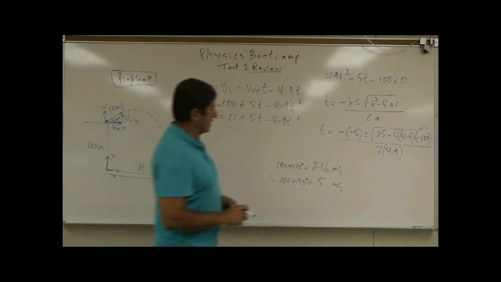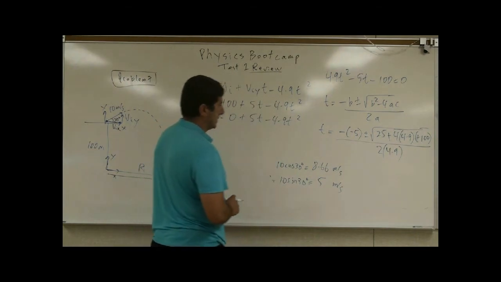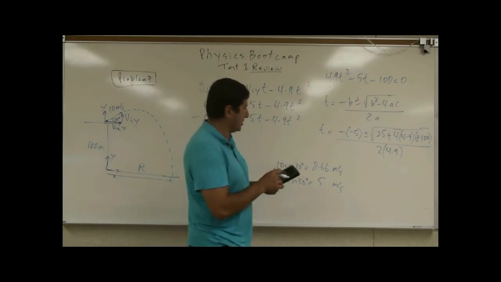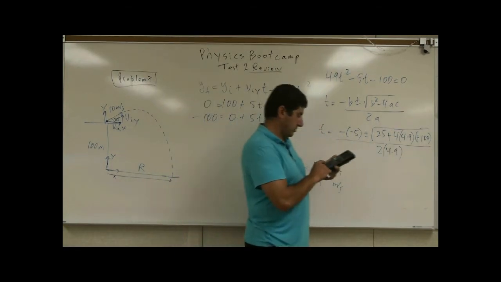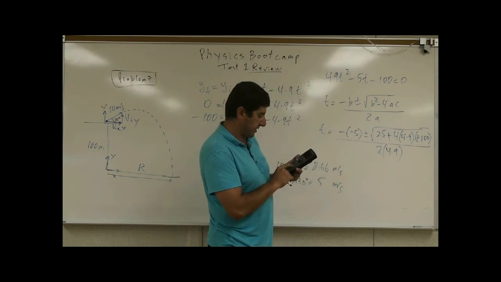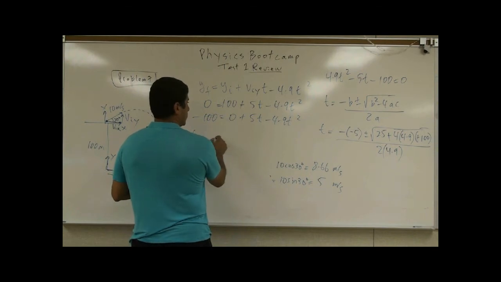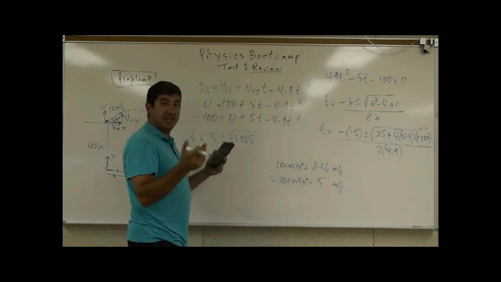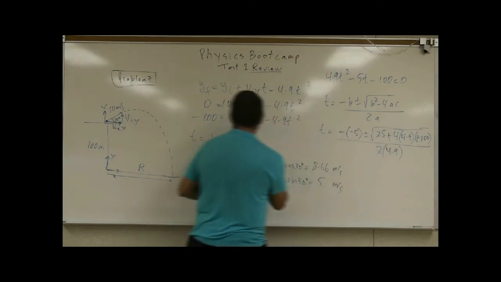Okay. Well, you're going to have here the 2 negatives cancel. And you have 25 plus 400 times 4.9. So let's just do it on the calculator. 25 plus 400 times 4.9 gives you 1985. So simplified, the negative and the negative becomes 5. 5 plus or minus the square root of 1985. Sounds like a date, right? Divided by 2 times 4.9, which is 9.8.